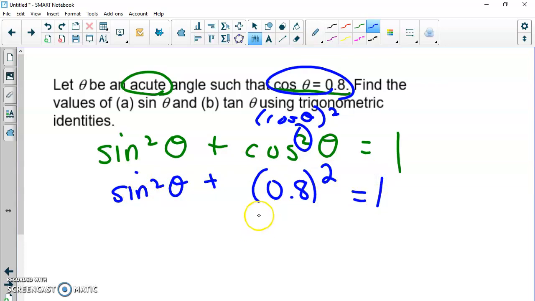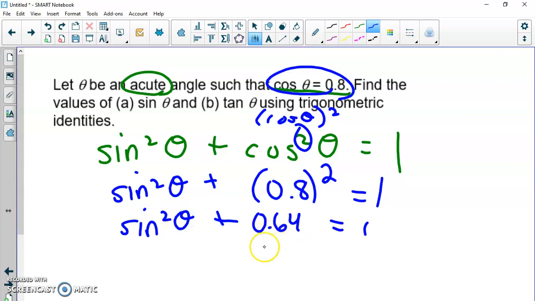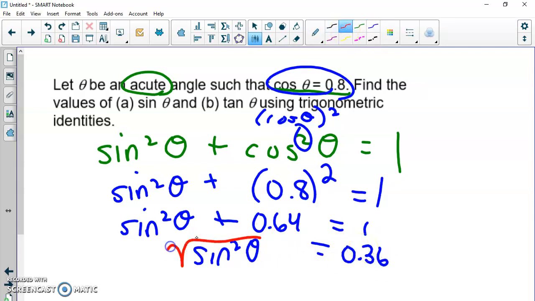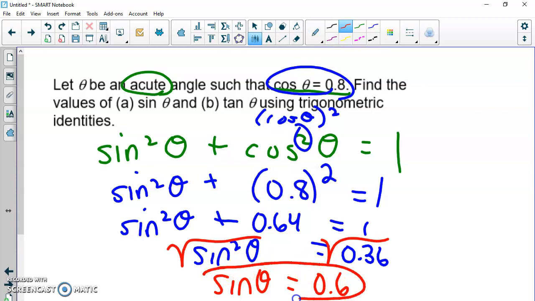All right, 0.8 squared is 0.64 plus sine squared theta. Subtract 0.64, so sine squared theta equals 0.36. Square root both sides, and you get sine of theta to be 0.6. So that would be what sine is.